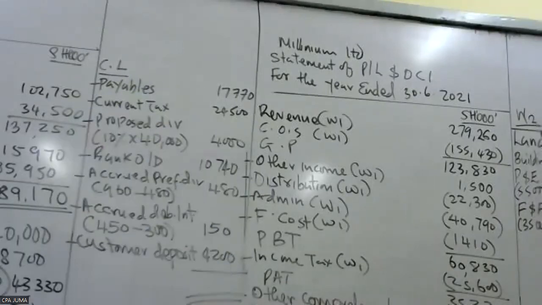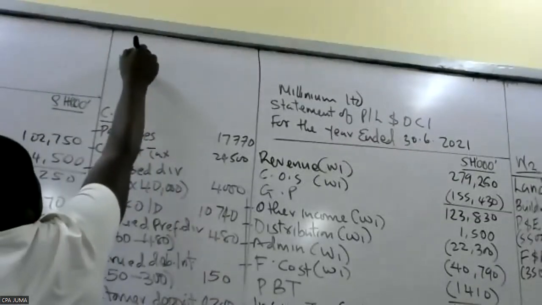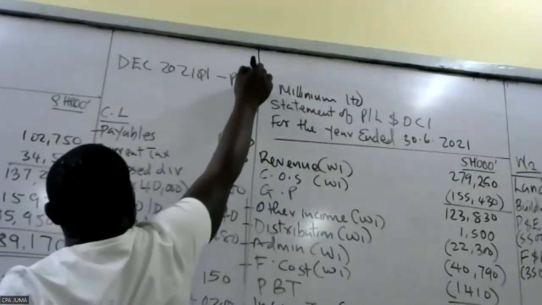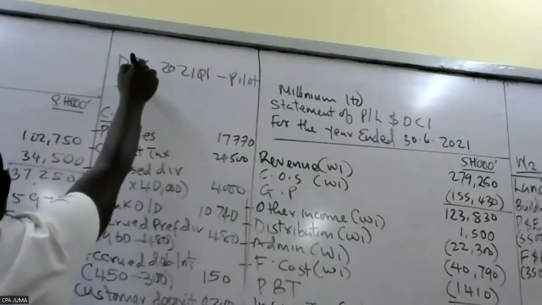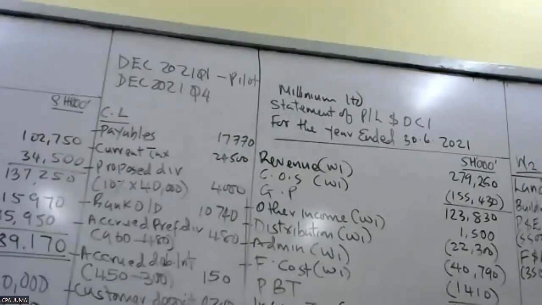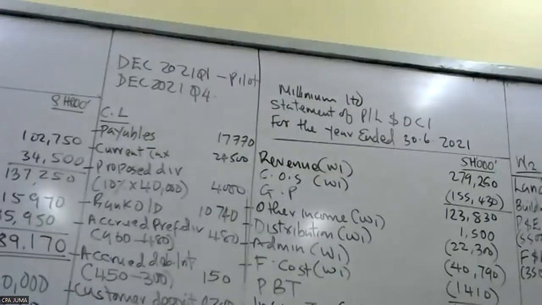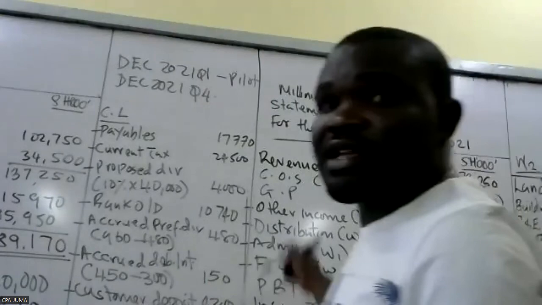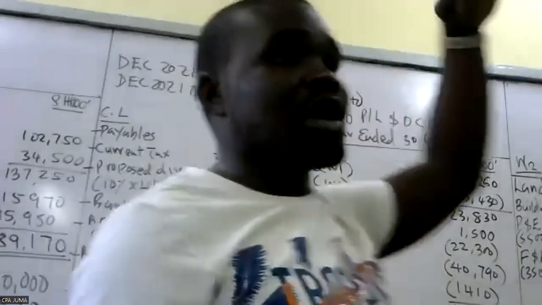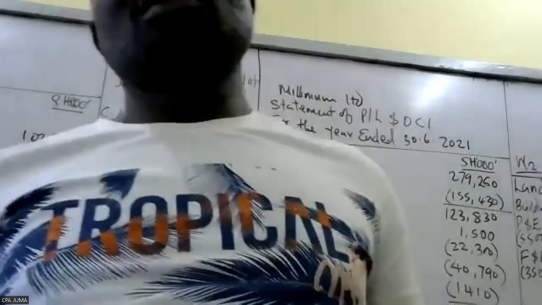So write these assignments. Do for me these two questions. December 2021, question 1. This is pilot paper. Then December 2021, question 4. December there were two sittings. There was the pilot and the regular sitting. Yeah? So those are the questions which we shall do in our next class. So make sure you first of all do this one, then you attempt. Then you come here. Can we end the class at that stage?